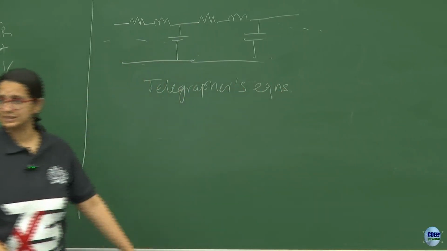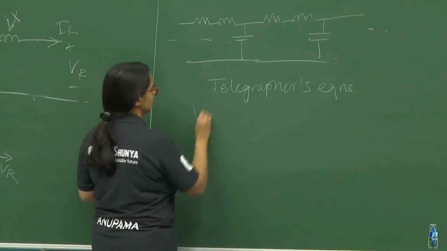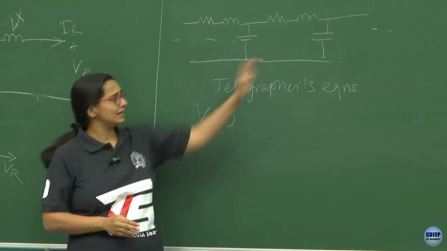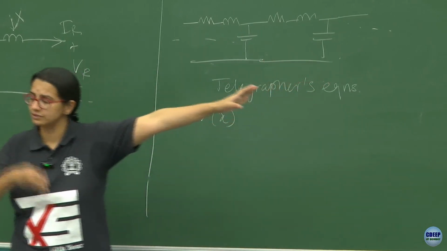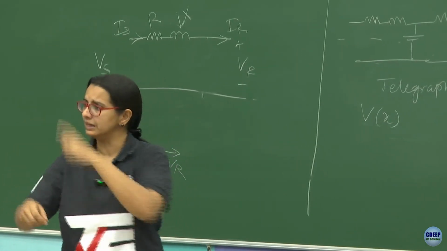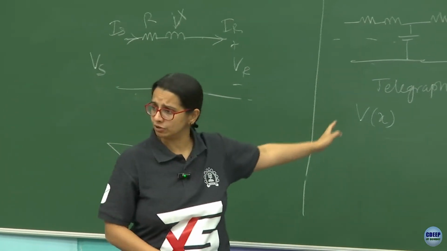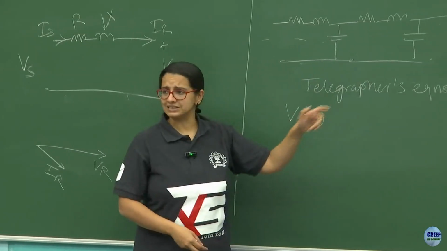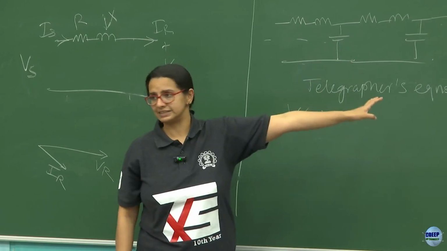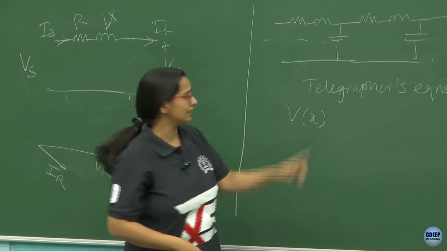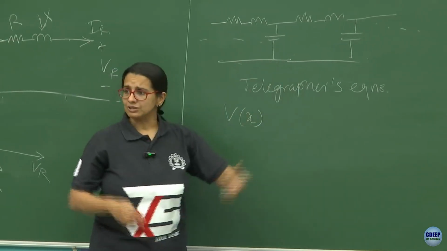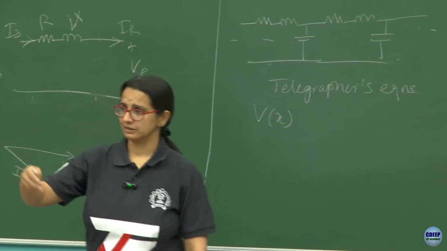These equations tell you the voltage at any distance x, and this x could be measured considering the receiving end as the reference, so x equal to 0 is the receiving end and x equal to the length of the line is the sending end. Or you could start the other way, where the sending end is x equal to 0 and the receiving end is x equal to the length of the line. It doesn't matter.